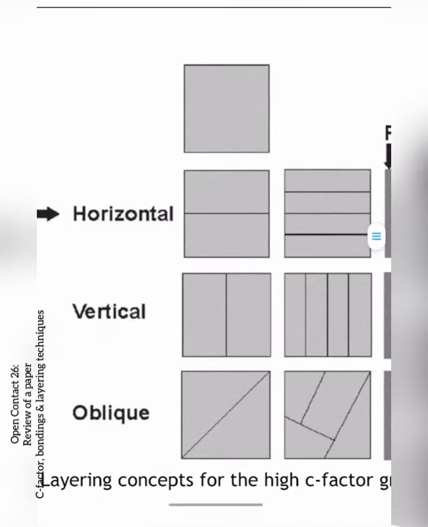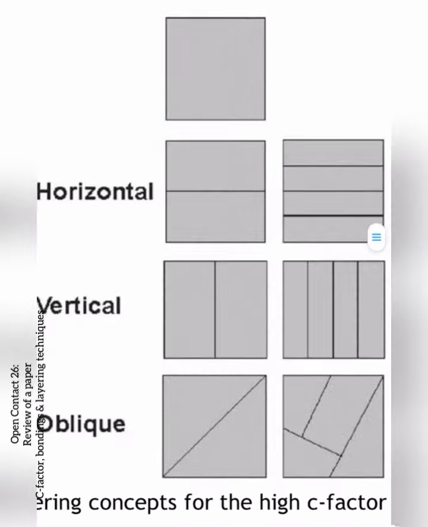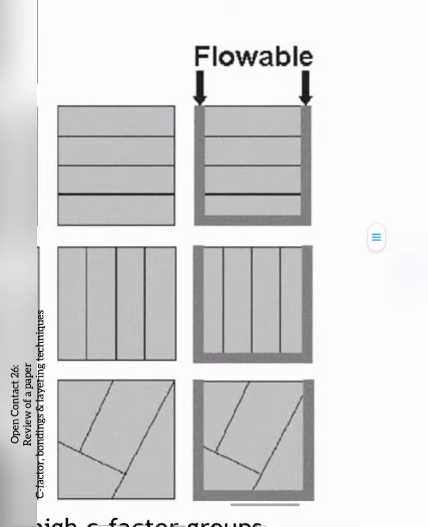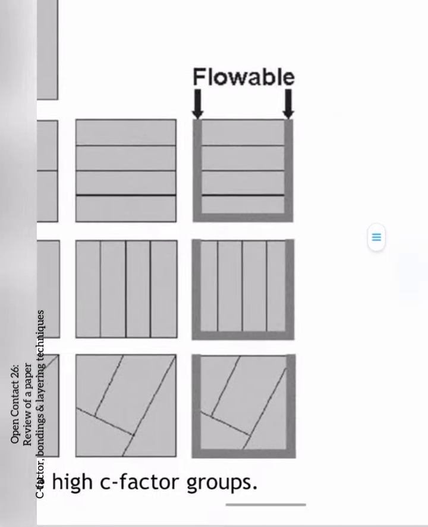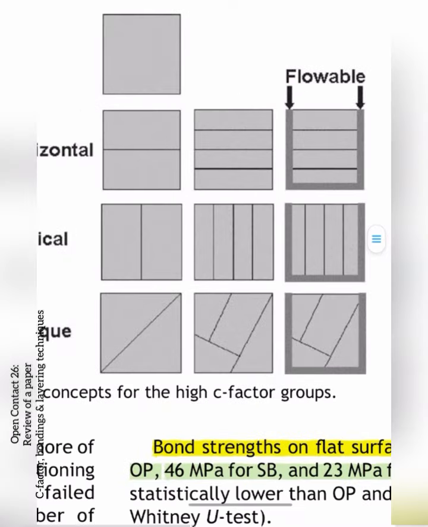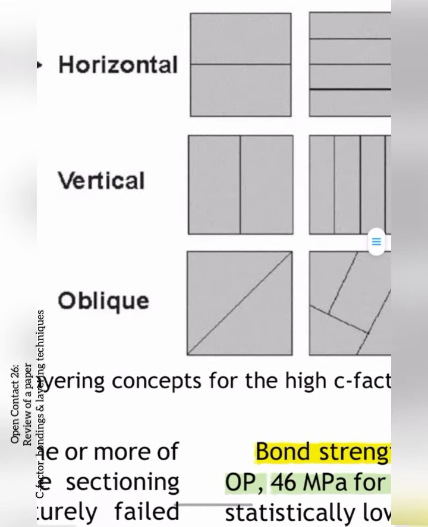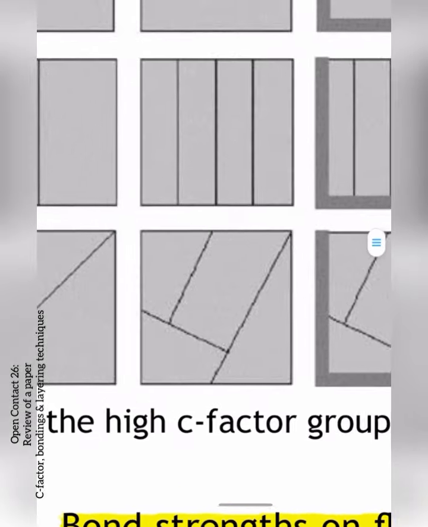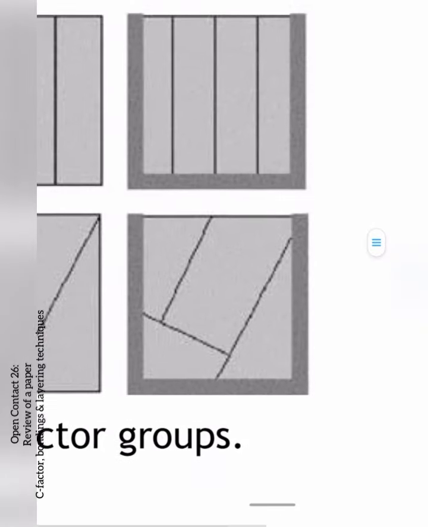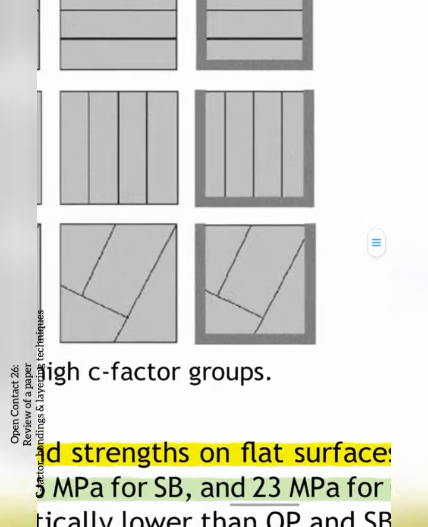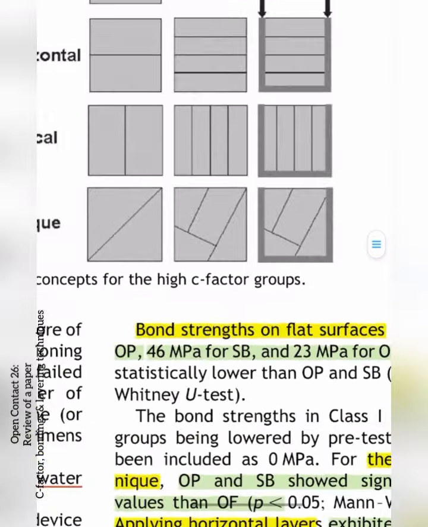In the other group, the cavities were filled with two layers of vertically placed composite, four layers of composite placed vertically, and four layers with a cavity liner of flowable composite. And in the last group, the cavities were filled obliquely, the first one like this, the second one like this, and the last one like this, with flowable composite as the cavity liner.